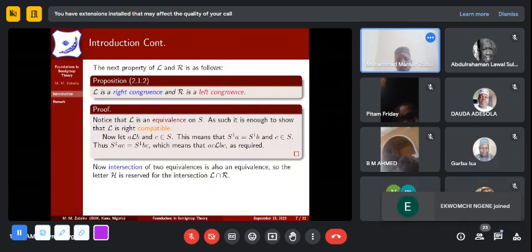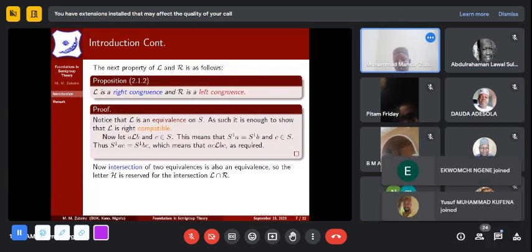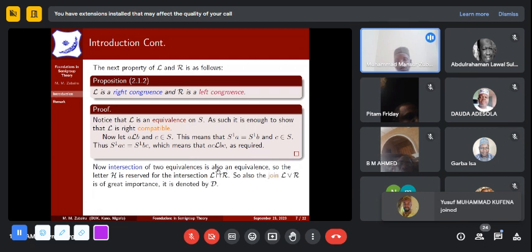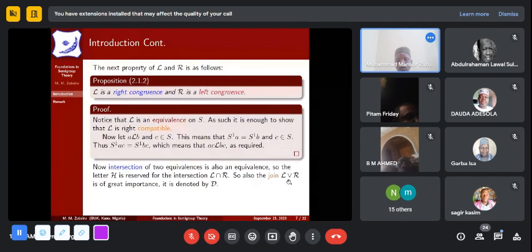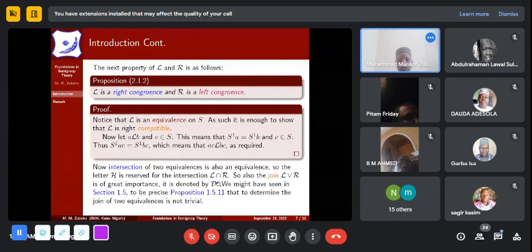Now, the intersection of two equivalences is also an equivalence. So the letter H is reserved for this intersection. And also the join of two equivalences. We have seen in the previous lectures how the join of two relations is defined. And this join is of great importance. It is denoted by D. It is also an equivalence.